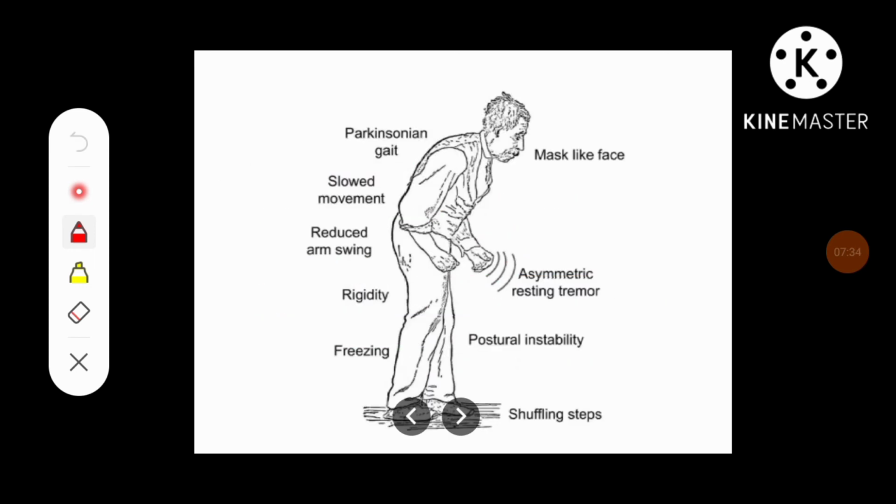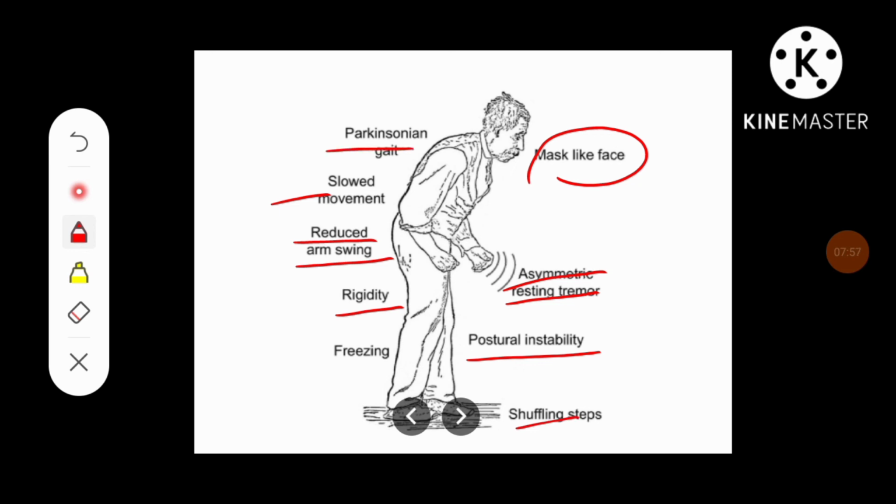So these are some of the symptoms in Parkinsonism, as I said. There can be mask-like face, asymmetric resting tremor, postural instability, rigidity, reduced arm swing, that is associated movement, slow movement, and there can be shuffling steps with the Parkinsonian gait, that is festinating gait.